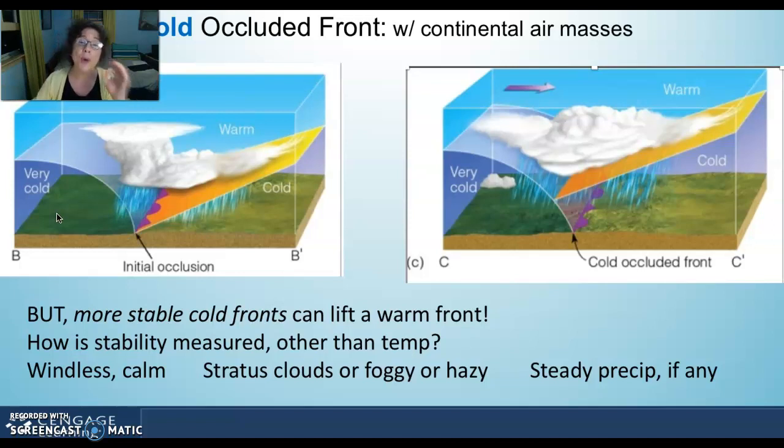If you do have precipitation, it should be steady precipitation, not precipitation that rushes in and rushes out. This should be a steady, showery precipitation that would indicate a very stable air mass that might just be able to lift up the entire cold front.